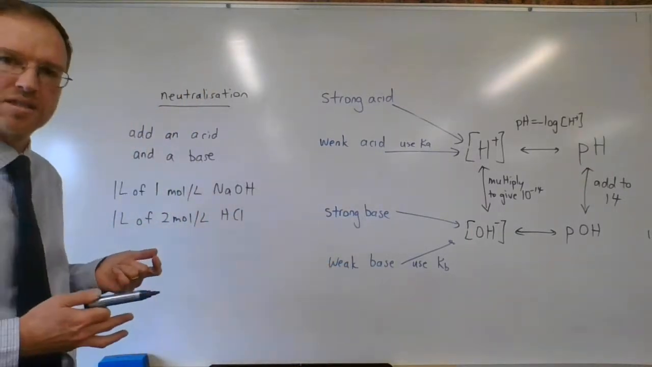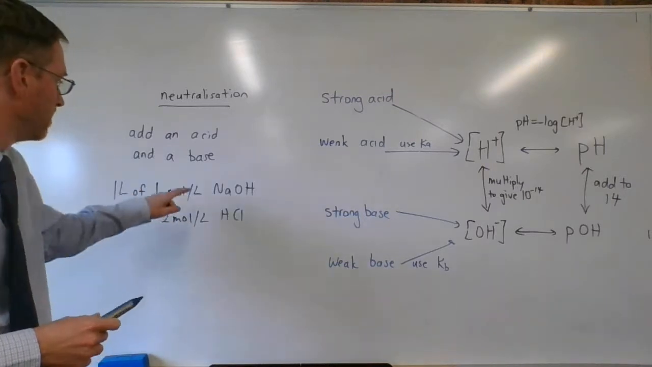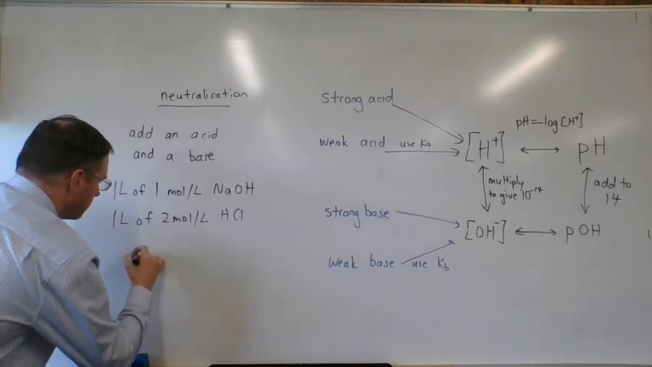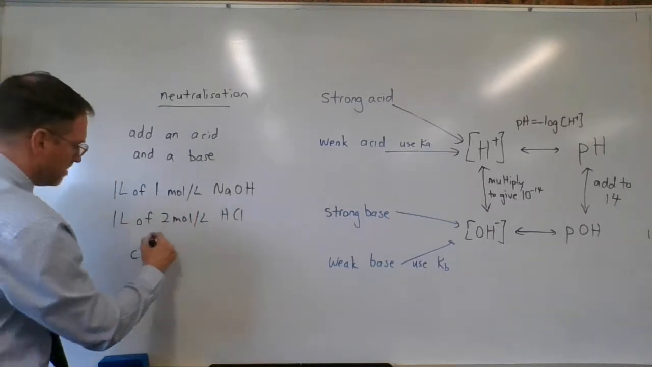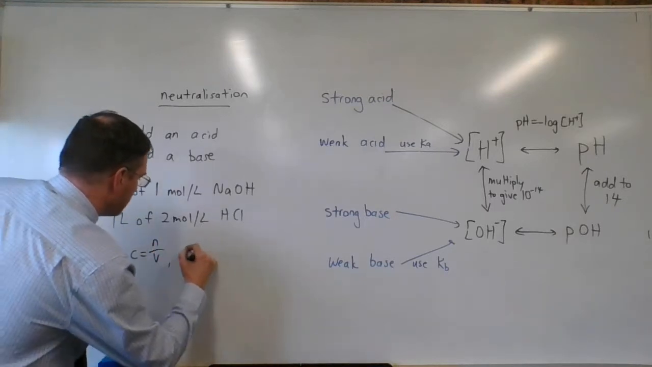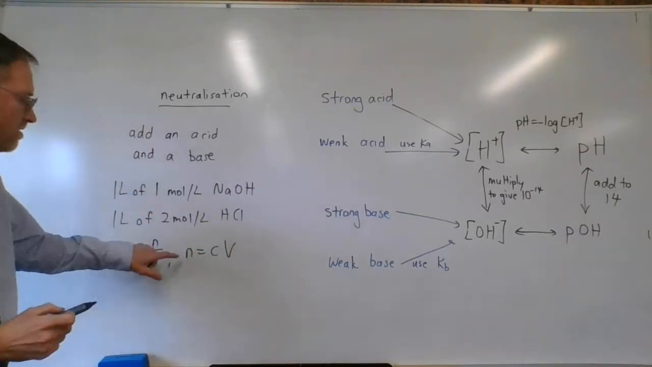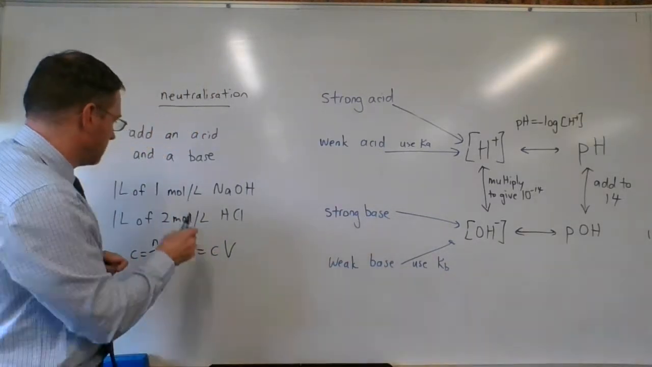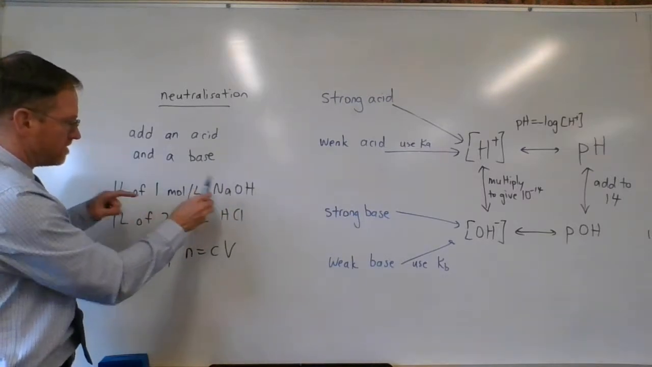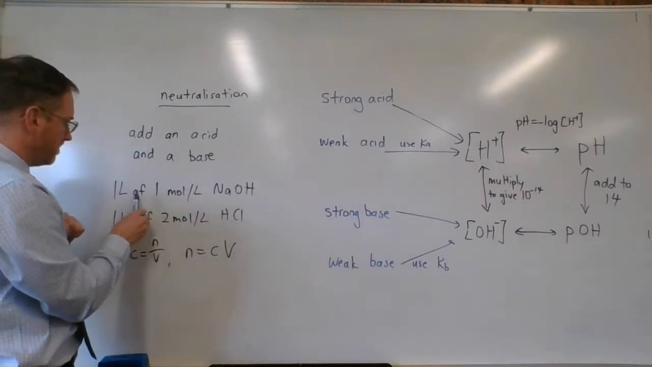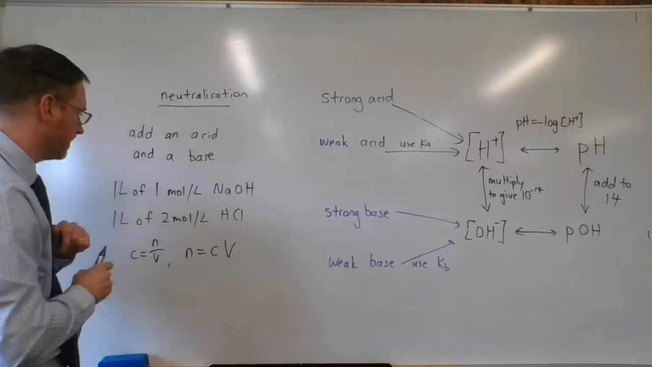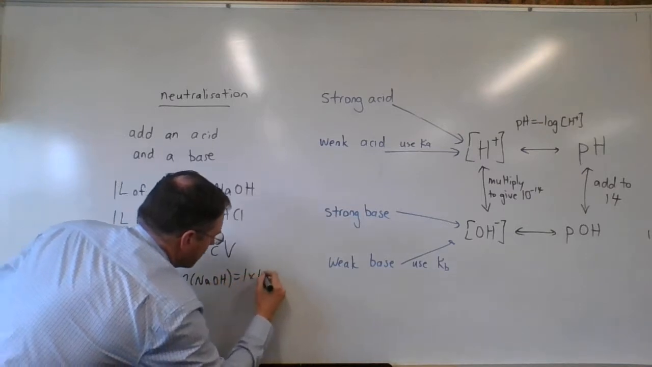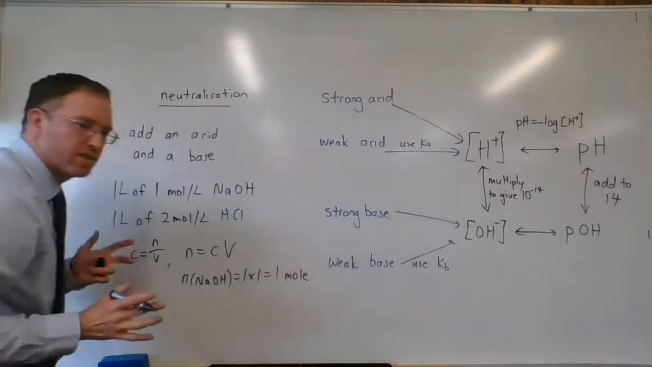What would we do if we're given a question like that? We've got to work out which is in excess. And the way you do it is you work out the number of moles. So what is my moles of sodium hydroxide? Well, you know concentration is moles per volume, so the number of moles is n equals CV. I can use this to work out how many moles of acid and how many moles of base. The concentration of this sodium hydroxide is 1 mole per litre, the volume is 1 litre. So I know that my moles of NaOH is 1 times 1, which is 1 mole. Right? I've deliberately kept it simple.